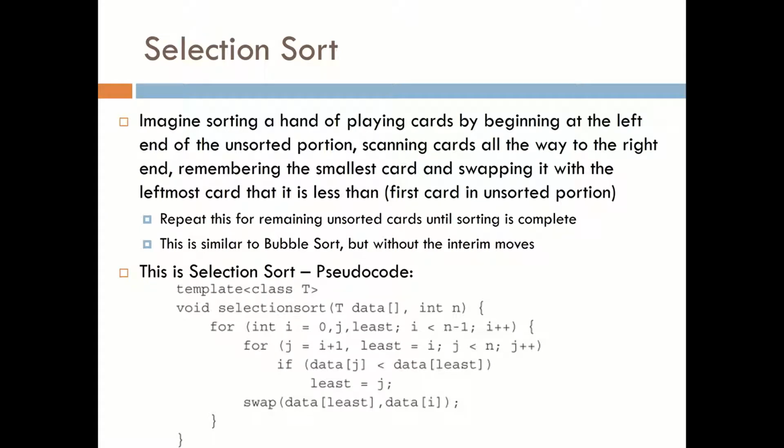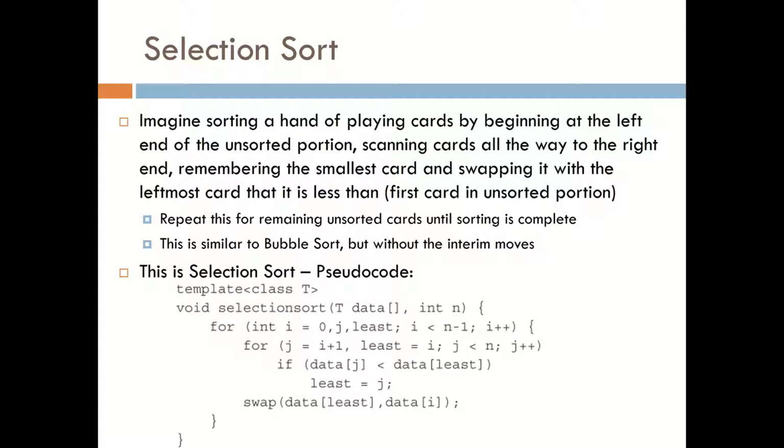Now, selection sort is yet another n squared sorting algorithm. The way to think about this with respect to our card analogy is that you have your hand of cards in front of you, and you want to find the card that goes at the leftmost position. So you begin at the left of the unsorted portion, which initially is the entire thing. So you begin with the leftmost card.